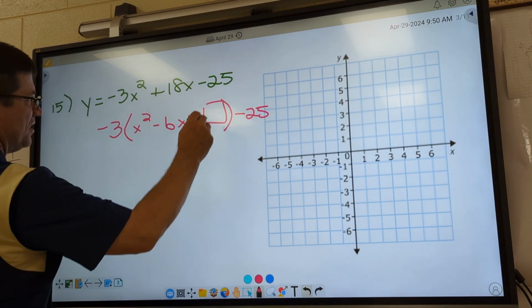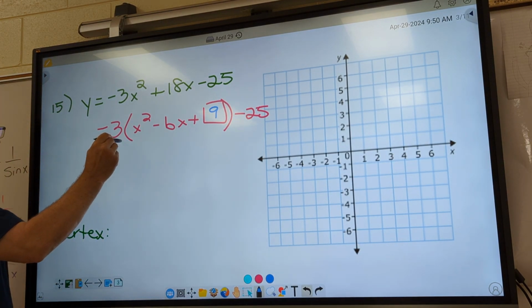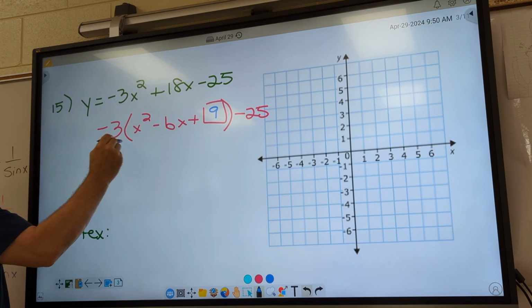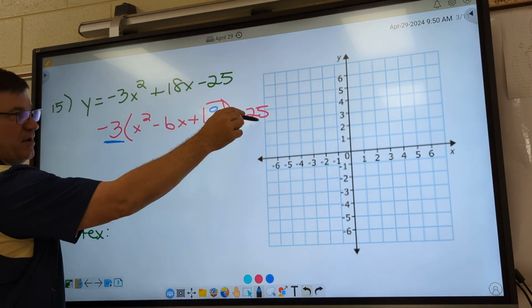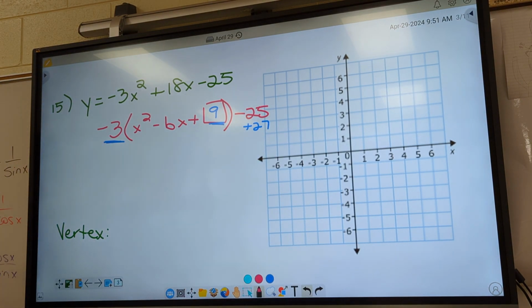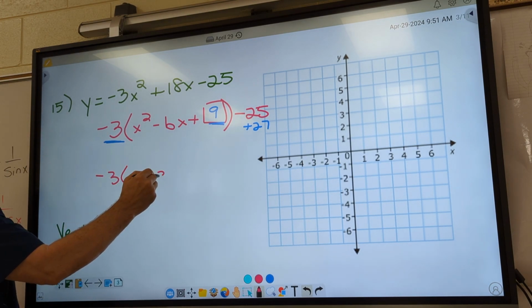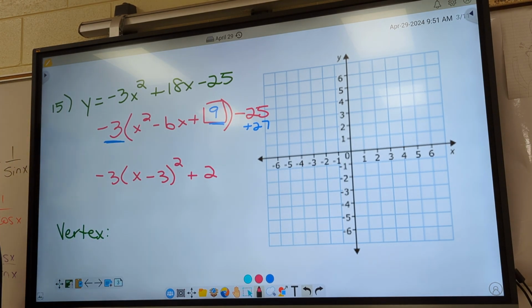All right, so it is going to be +9. Now, some of you might have questions here about what do you do when you have a number in front. -3 times 9 is a -27. So what do we put right here? A +27. Remember, you got to flip your sign, right? All right, everything else is the same. You got an x minus 3 in the parentheses. Behind it, you got a +2.